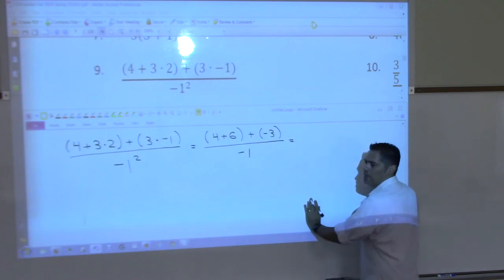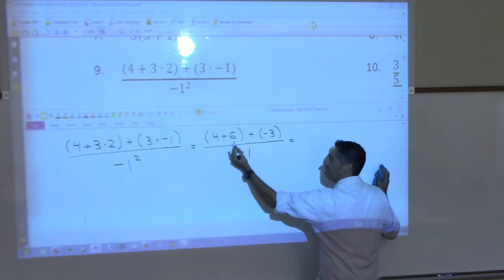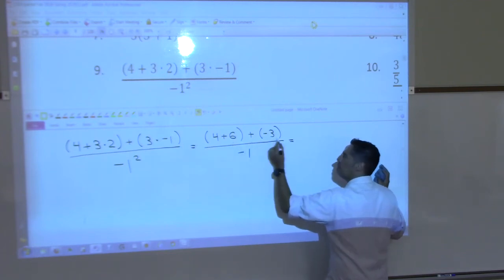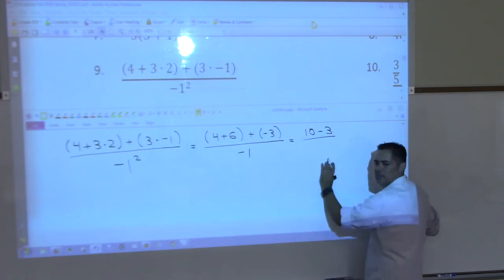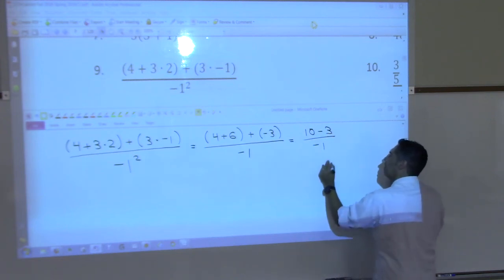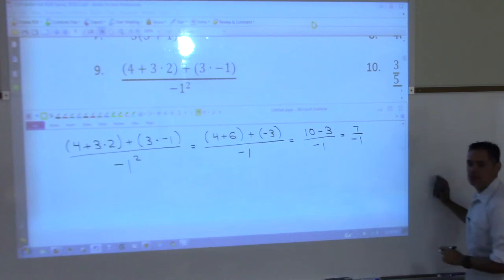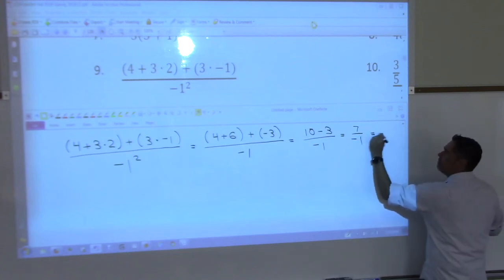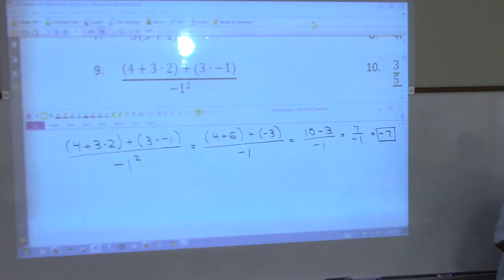Okay, we can start putting this together now. 4 plus 6, 10, and then plus a negative. So that's 10, take away 3. Isn't that the same thing? And then over negative 1. So the top is 7 and divided by negative 1, and that's going to give you negative 7. Make sense or no?